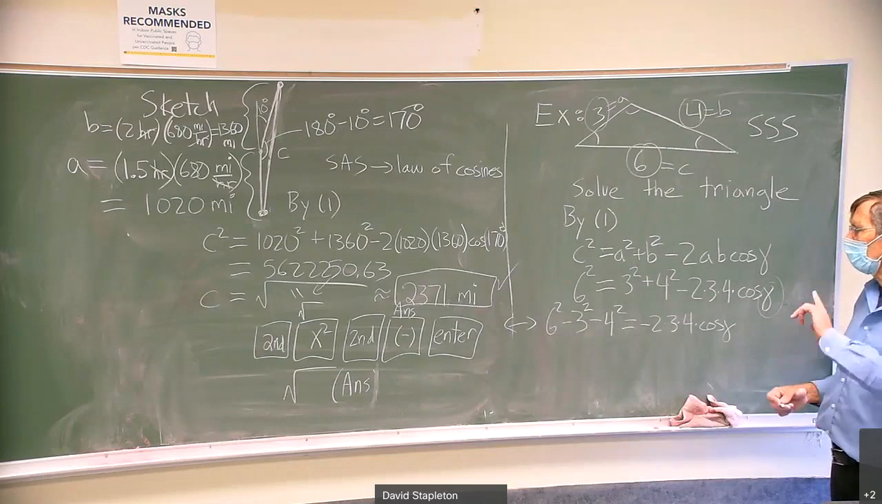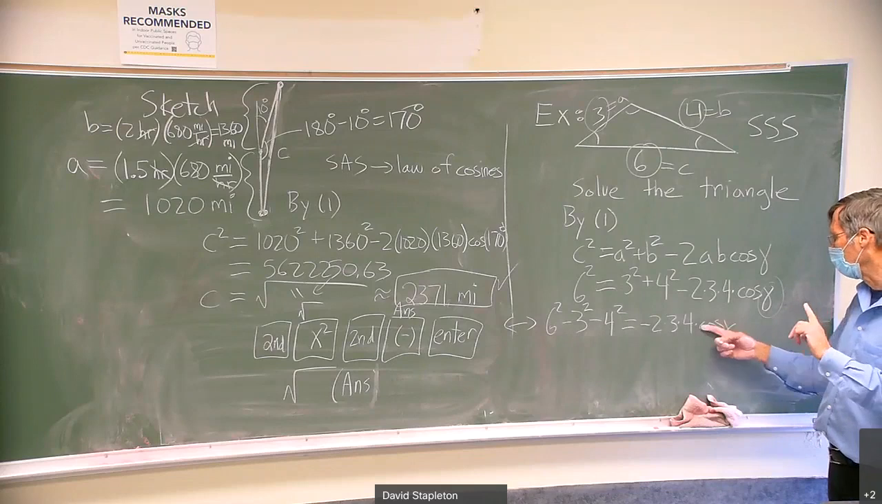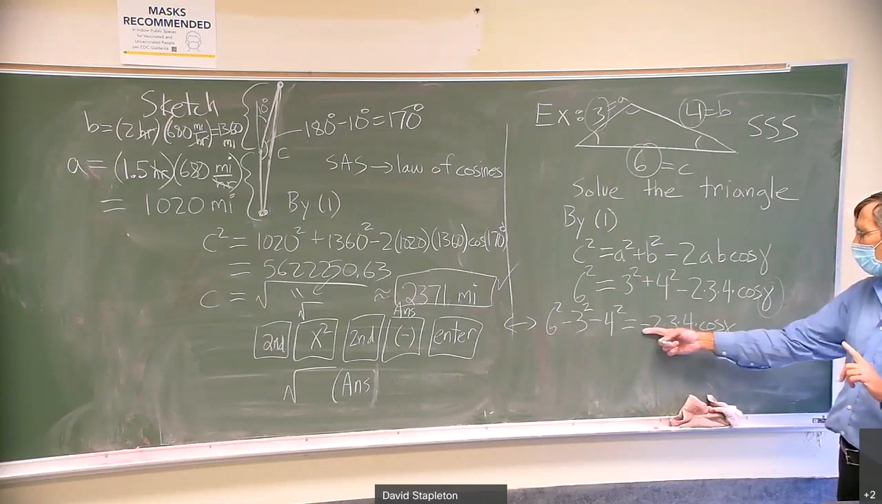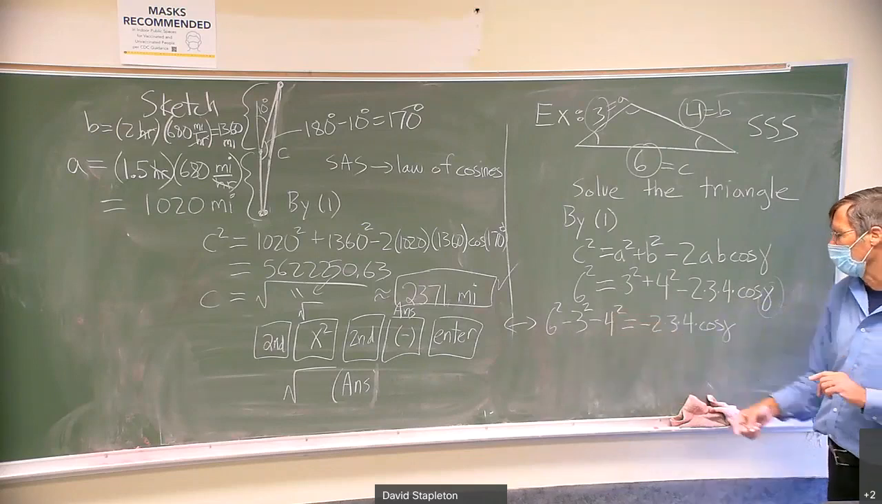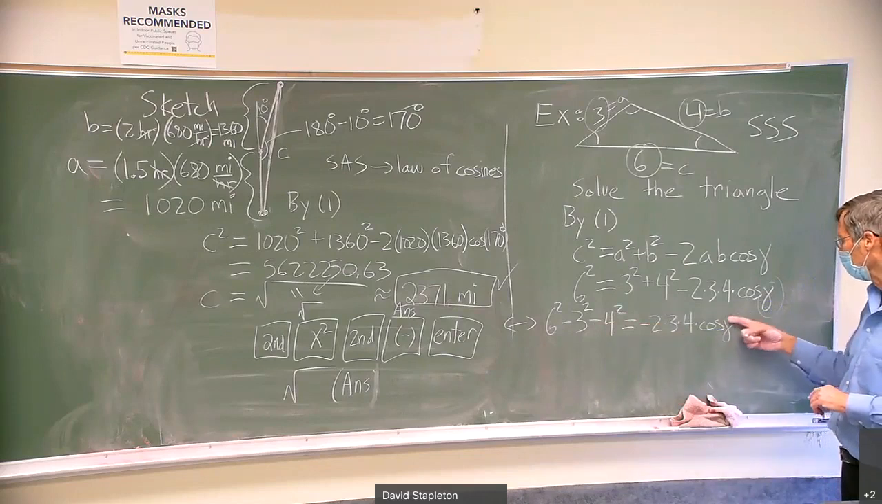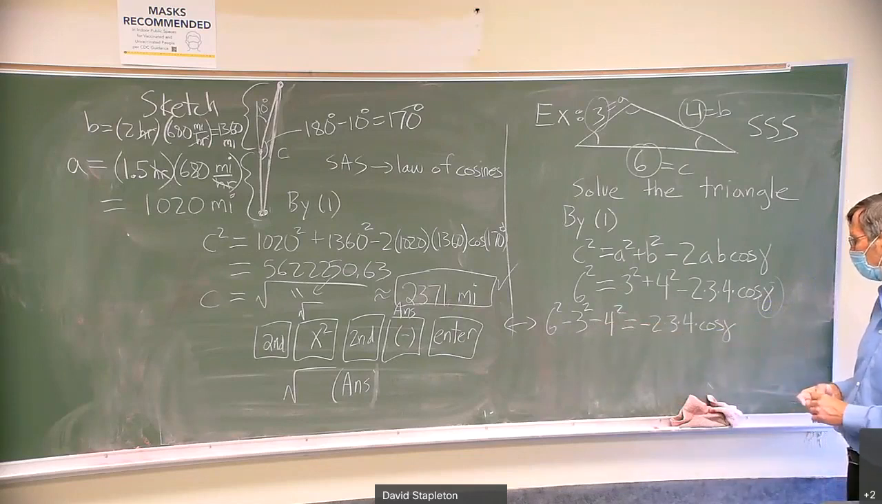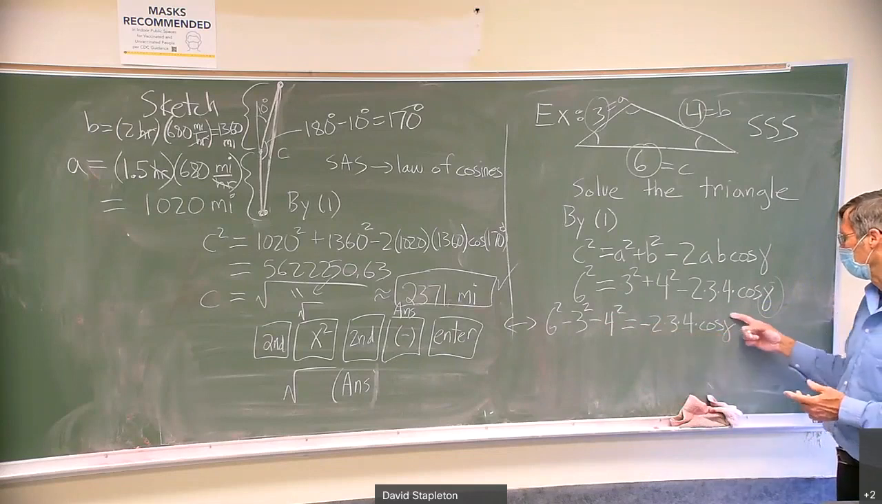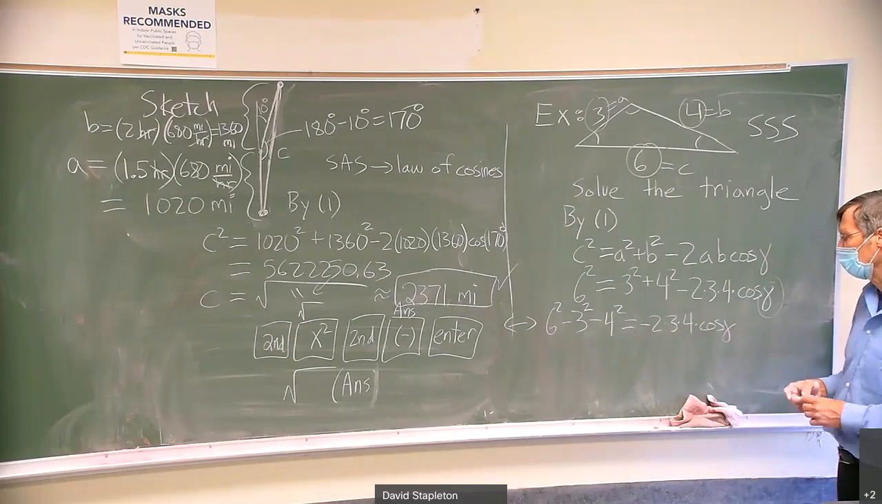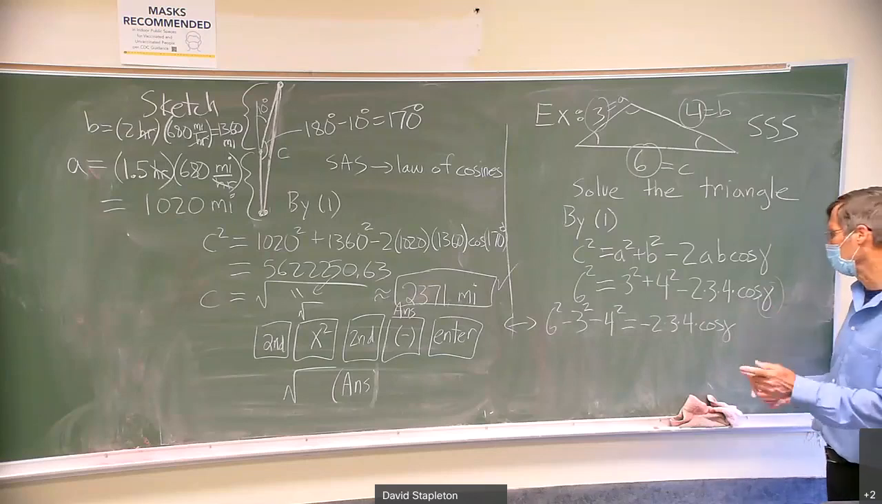A triangle angle is between 0 and 180 degrees. If it's in the first quadrant, it's positive, so an acute angle will have positive cosine. This has to be negative to match the positive on the left side, so this is going to be an obtuse angle. An angle bigger than 90 degrees will have cosine negative. So it's okay to have the negative here. It just means gamma is an obtuse angle.